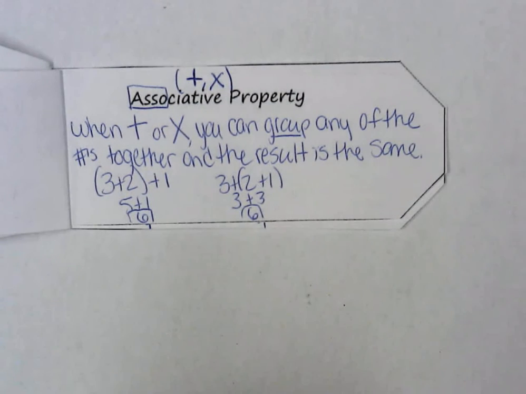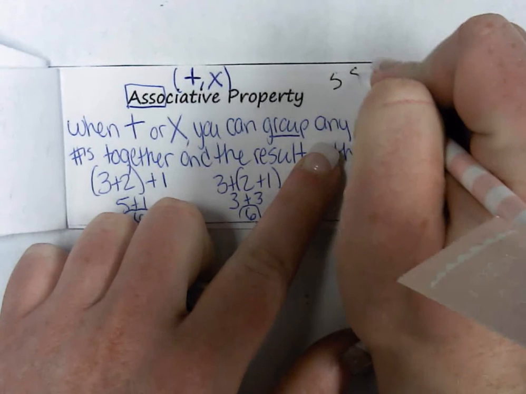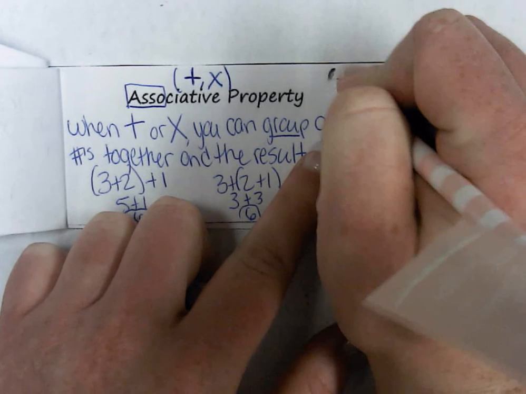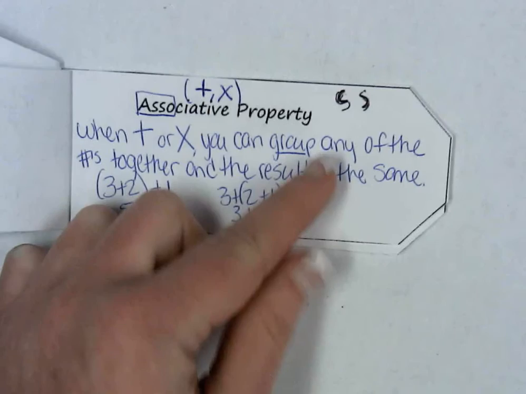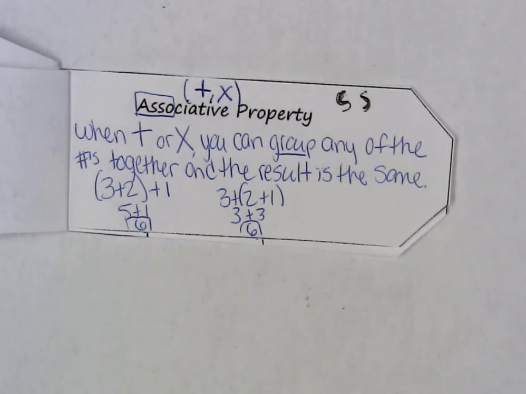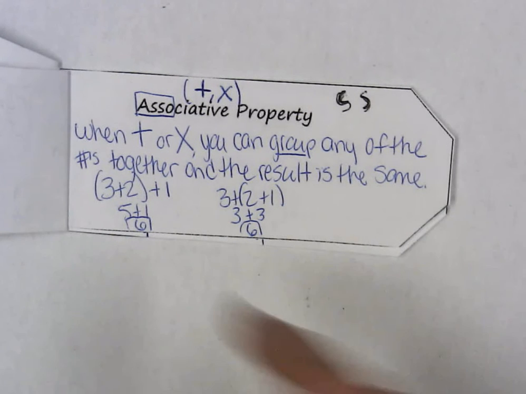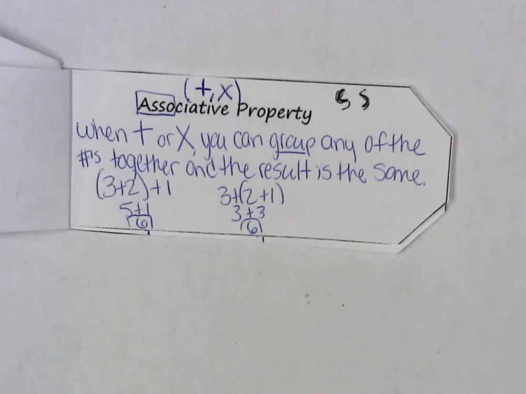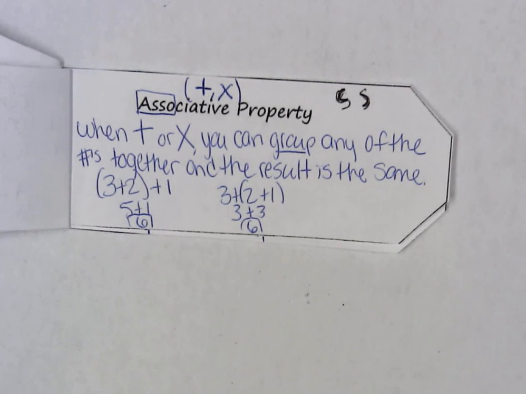So we said if you take the two S's and kind of make a scoop, kind of look like parentheses, if that will help you. So the two S's in associative, they're like parentheses. It's all about grouping differently. Again, associative only works when you're multiplying or adding, so I did the plus sign and the multiplication sign there. The definition: when you add or multiply, you can group any of the numbers together and the result stays the same.